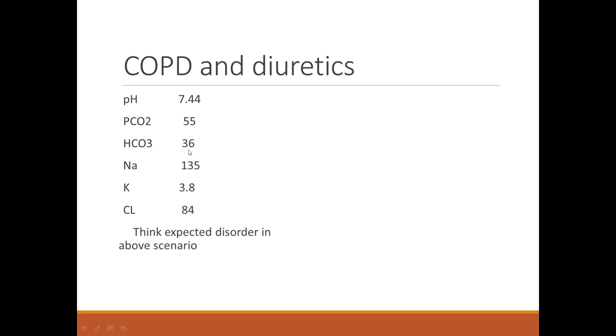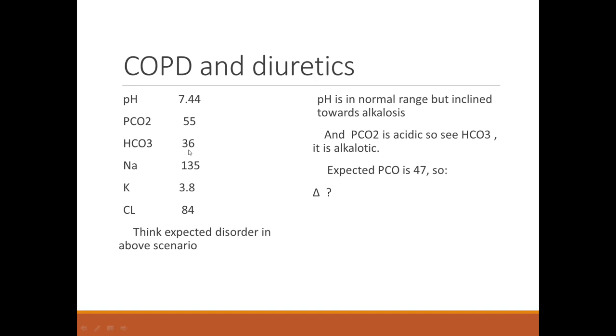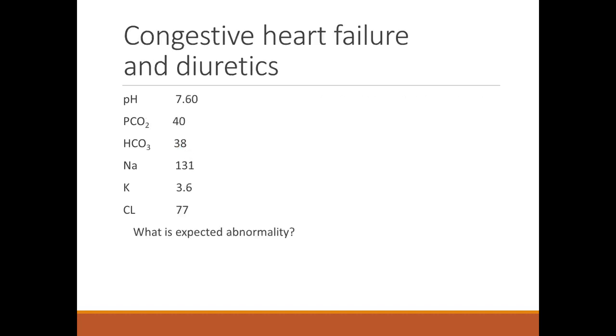Think of the expected disorder in our scenario. The pH is in the normal range but inclined towards alkalosis. PCO2 is acidic, so see the bicarbonate, which is alkalotic, so the expected PCO2 is 47. But this patient has 55, which means carbon dioxide is also retained. So this is suggestive of metabolic alkalosis with respiratory acidosis.